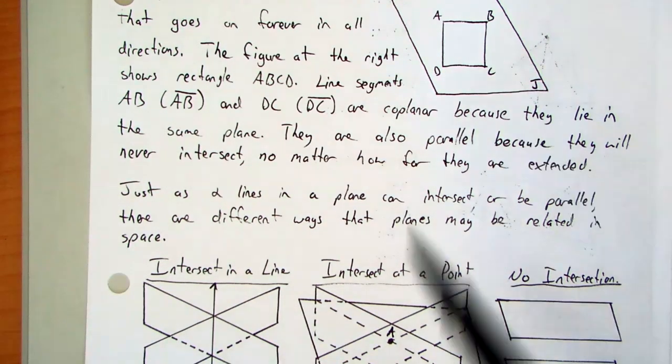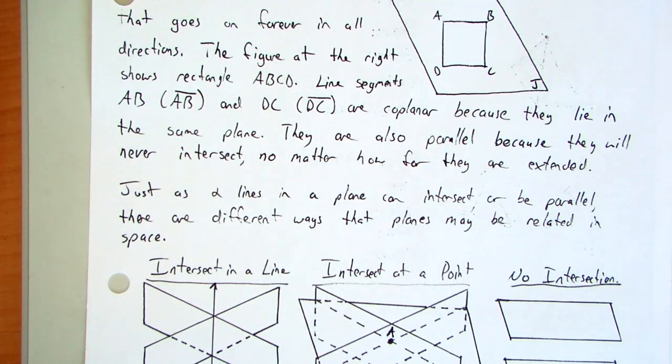A line goes off in both directions forever. A plane goes off in all three directions forever. So the figure at the right shows rectangle ABCD. That happens to be this rectangle here. It looks kind of like a square.